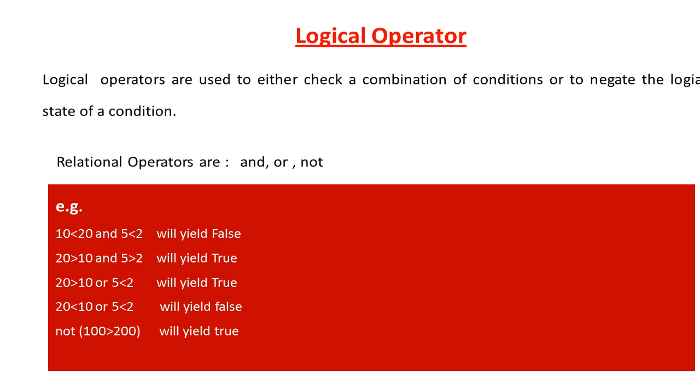When I am writing not 100 greater than 200, the not operator, this logical operator, is used to negate a condition. What I mean to say is, we will check the condition. If the condition is false, the result will be true. If the condition is true, the result will be false. Now 100 is greater than 200, this condition is false. But because we have prefixed it with the logical operator not, which is also called the negation operator, the result that will be produced is true.